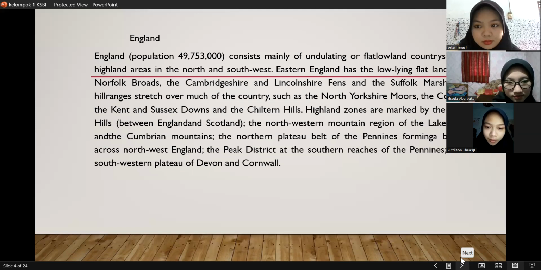Highland zones are marked by the Cheviot Hills between England and Scotland, the northwestern mountain region of the Lake District and the Cumbrian Mountains, the northern plateau of the Pennines forming the backbone across northern England, the Peak District at the southern reach of the Pennines, and the southwestern plateau of Devon and Cornwall.